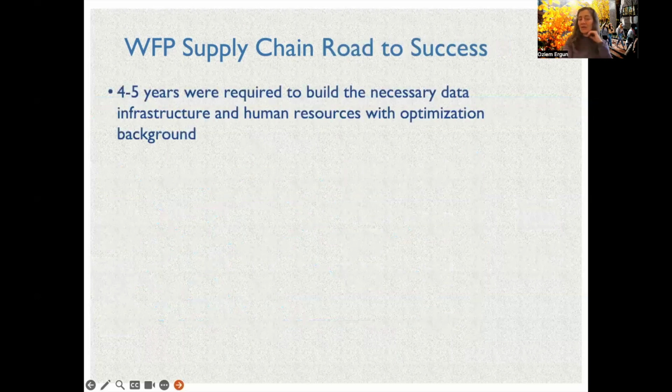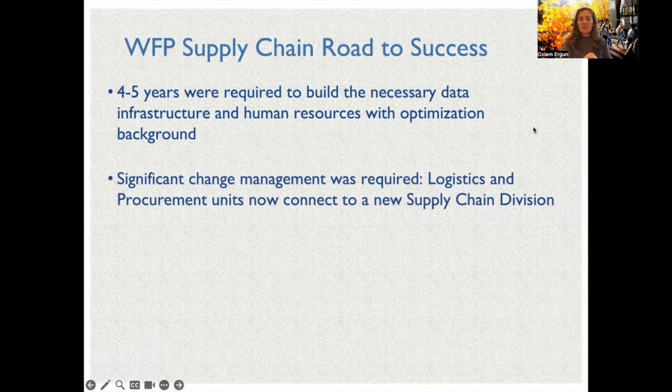And actually, if you look at the road to success in the supply chain optimization tool, we really spent, and when I say we, it's mostly WFP, about 4 to 5 years just building the necessary data infrastructure and human resources with optimization background. So they brought in people with our type of backgrounds. The initial demonstration models also helped them to identify what kind of data needed to be centrally available to make these decision aid tools work. There was also a significant change management required. In fact, many different groups, including logistics and procurement, are now connected under the supply chain division, which really enabled this joint decision-making framework.